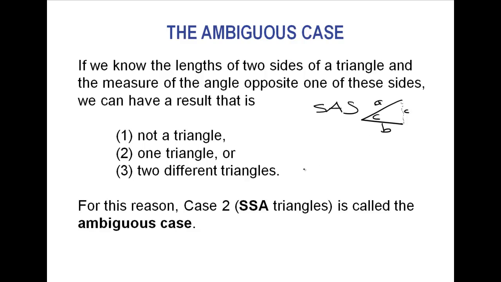But when you have side, side, and then an angle, this is now what you know. A, B, and then this angle here, which we would actually call A, right? Because it's opposite little a. Now, different things can happen. And you'll see.